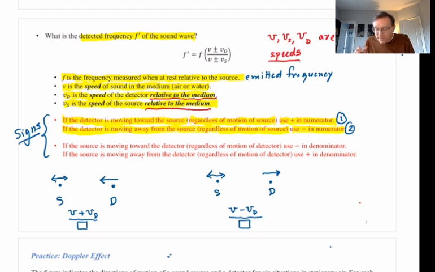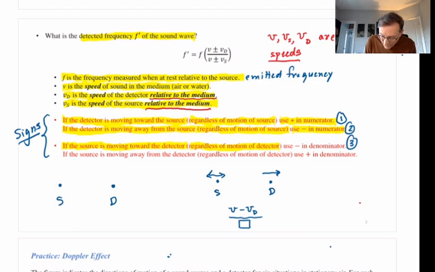Okay, now we talk about the motion of the source, which is going to determine what sign we use in the denominator. Case 3, I'll call it. If the source is moving towards the detector, regardless of the motion of the detector, motion towards wants the frequency to go up. So let me draw a picture. We'll call this case 3. Let me revise my picture here for case 3.